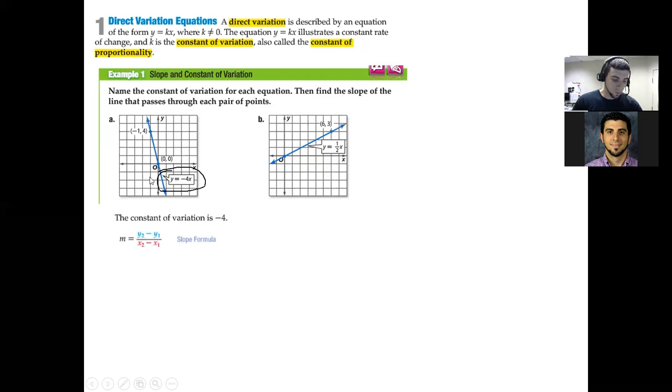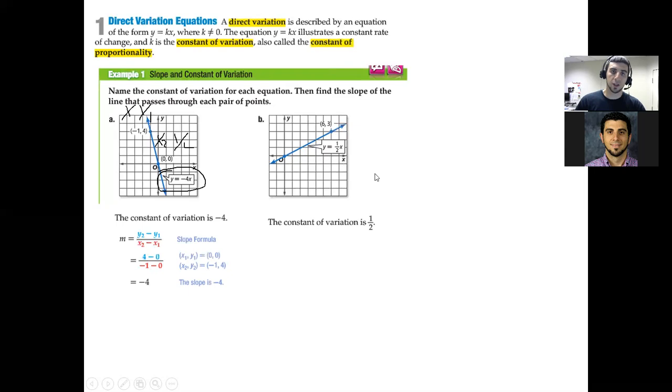So again, if we label our points, this is x1, y1, and this is x2, y2. So we just plug the numbers in. 4 minus 0 over negative 1 minus 0. Then you simplify and you get 4 over negative 1, which is just negative 4. That's the slope.